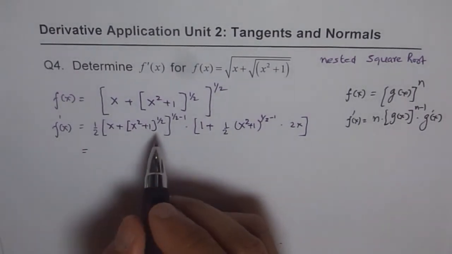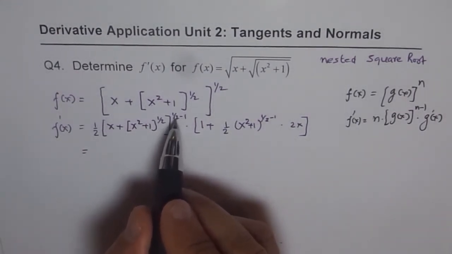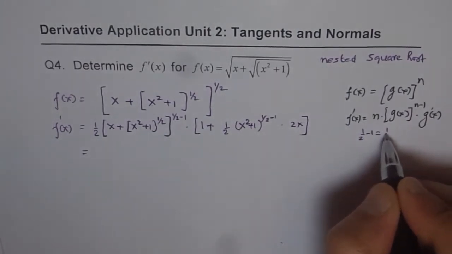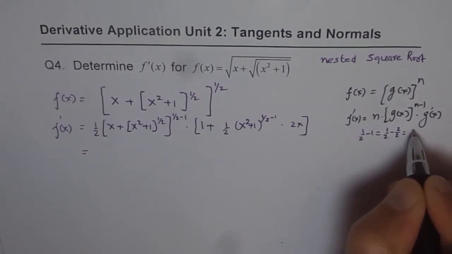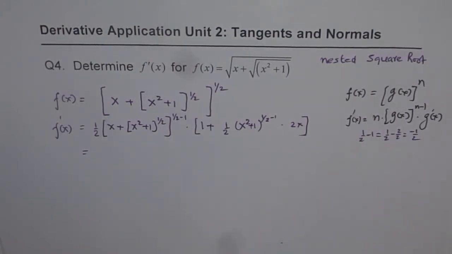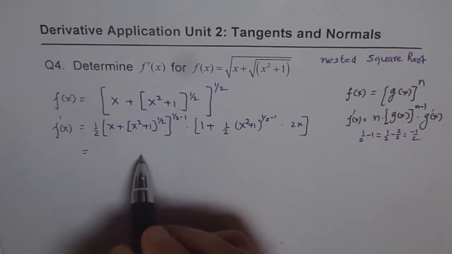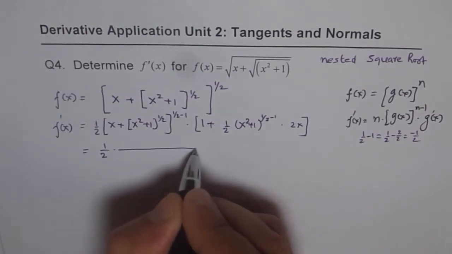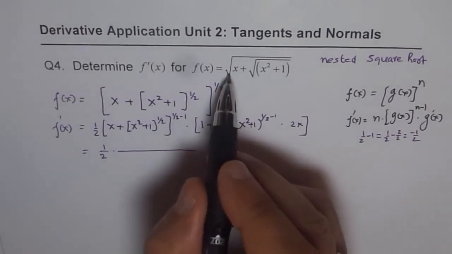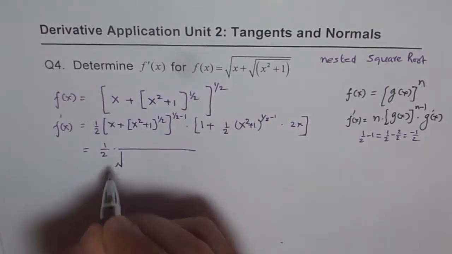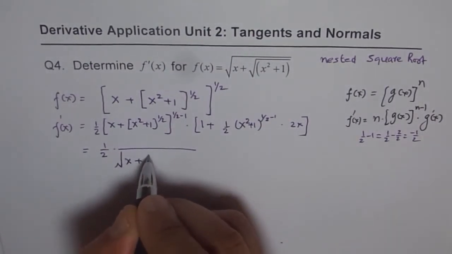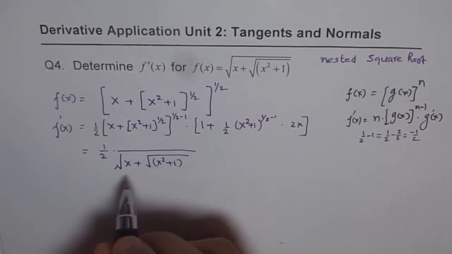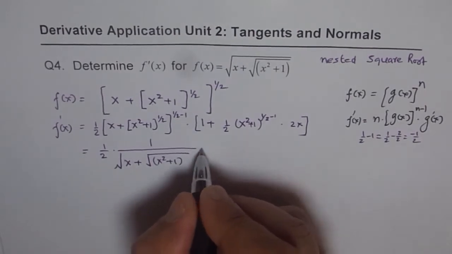So let's write down the answer now, which is half times something to the power of half minus 1. So what is half minus 1? Half minus 1 is half minus 2 over 2, which is minus half. Do you see that? So half minus 1 is minus half. So I can write this in the denominator. So I could write this as 1 over 2 times everything in the denominator. So it is exactly like this, correct? Let me write it exactly like that, which is x plus square root of x squared plus 1. That is what it is, times all this.